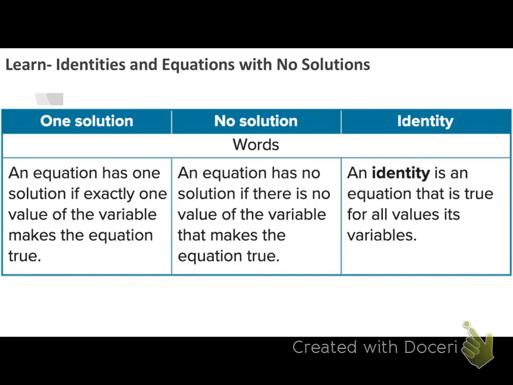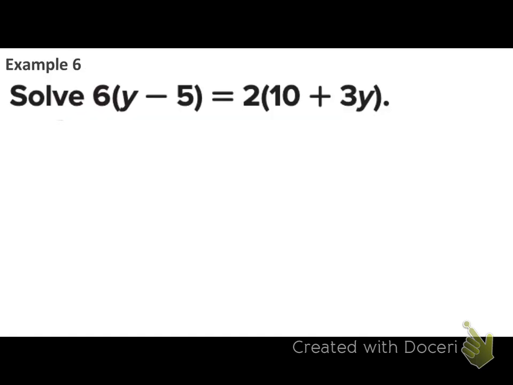An identity is an equation that is true for all values of its variables. So an identity, I can plug any number in that I want to, and I'll always get a true statement out of it. Okay? These types of solutions are why I want you guys to always deal with the variables first, and I'm about to show you why. I don't want to spend too much time on this chart. It's in the textbook if you want it. Let's look at this example real quick. I've got 2 more examples and I'm done.